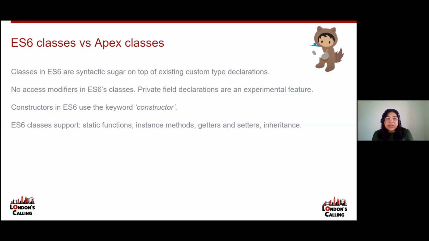So, first, classes in ES6 are syntactic sugar, and this means that we can use them in our files, and we can code with them, but at the end, they will be translated to custom objects, to custom types that they have already in JavaScript. Another difference is that they don't have many access modifiers as we do. As you know, we can have many like public, private, protected, or something like that. But they don't have that. There is an experimental feature right now that is private field declarations, but it's not really widely available just yet.